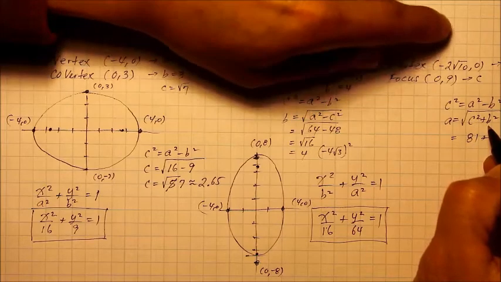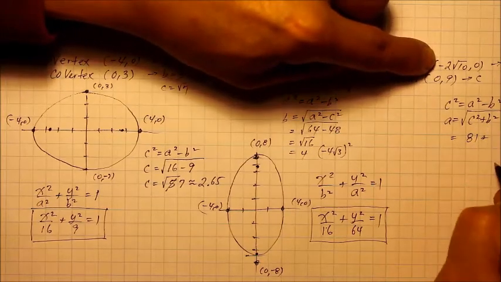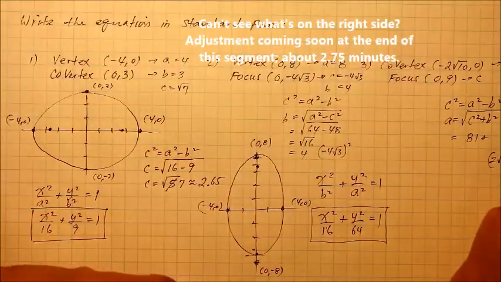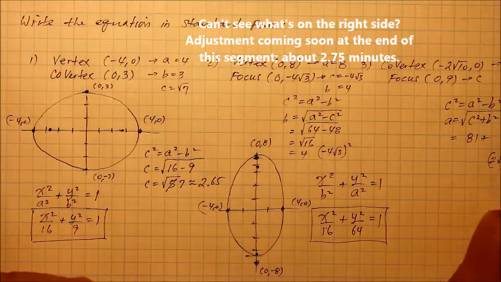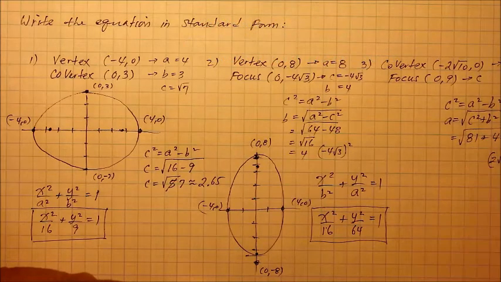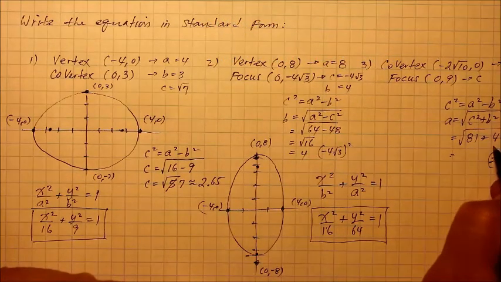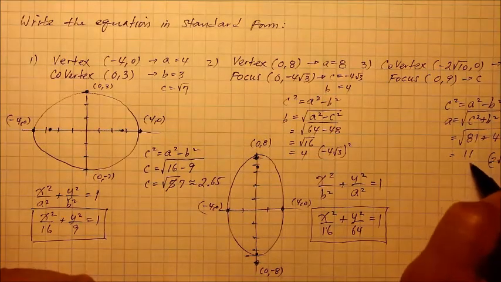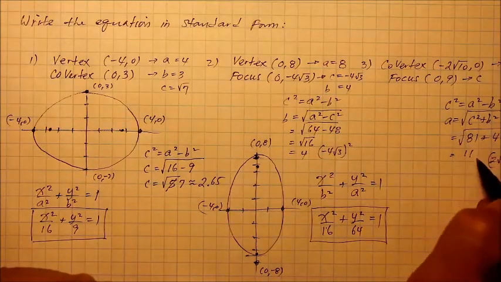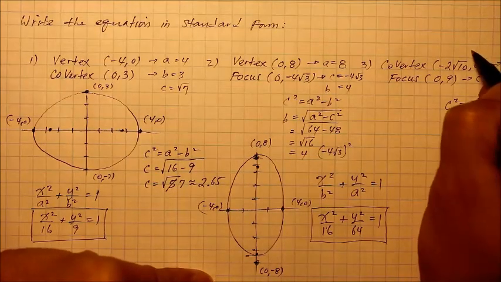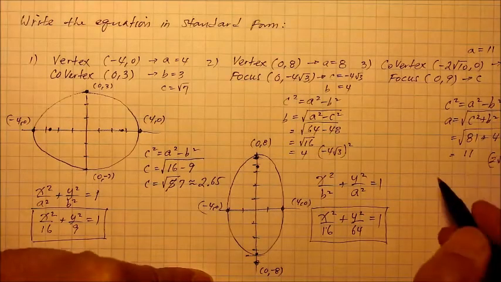And b is given as 2 square root of 10. So let's do that calculation here. The rules of exponents say 2 squared, which is 4, times the radicand comes out as 10. That's 40. Right? And we're going to take a square root of that sum. And 81 plus 40 is 121. And the square root of 121 is, ta-da, 11. And that's an a. Okay, so we have our a, b, and c.